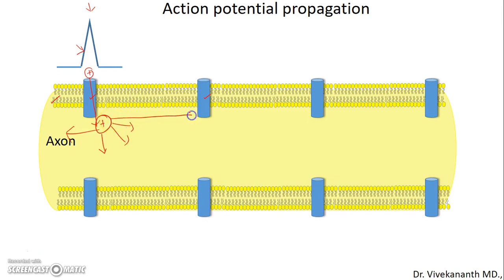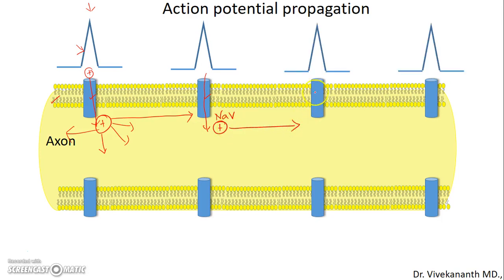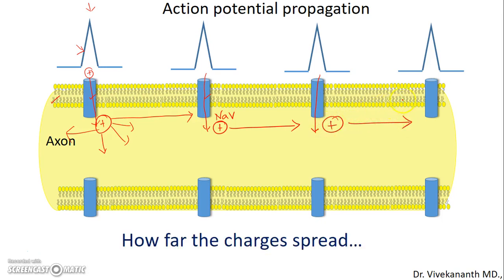Some of them reach the neighboring voltage gated sodium channels and they are going to open them. So this is going to set up an action potential here. Again, positive ions are moving inside. This cycle repeats, that is the spreading of the charges and opening of ion channels. So that is how basically the action potential propagates in the membrane.